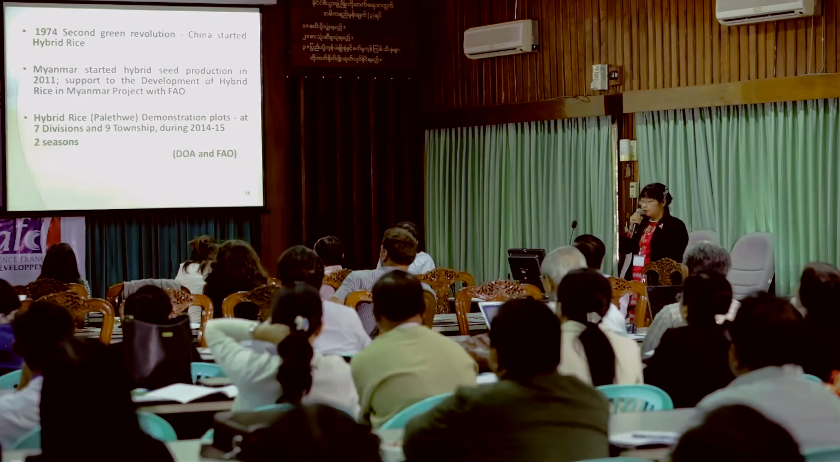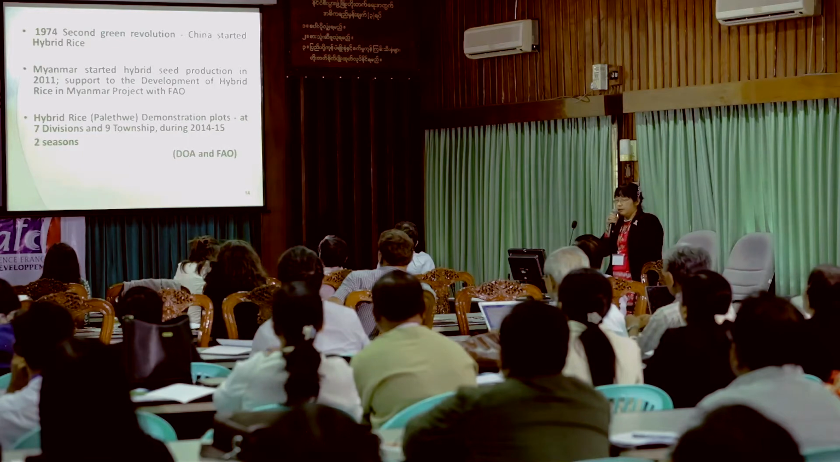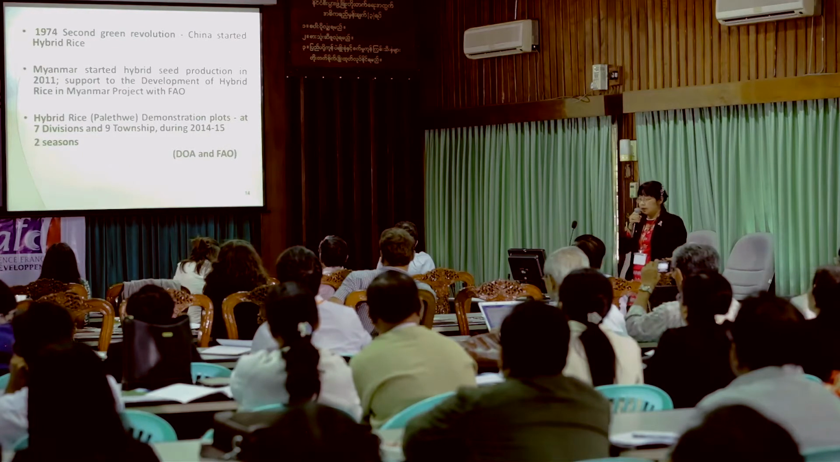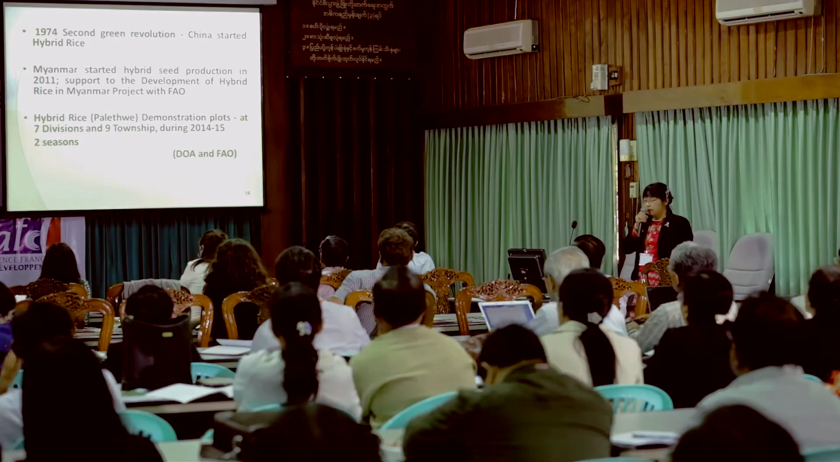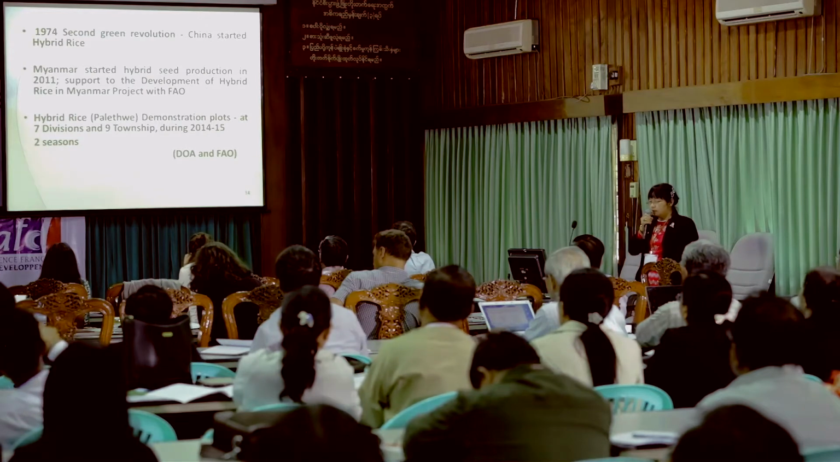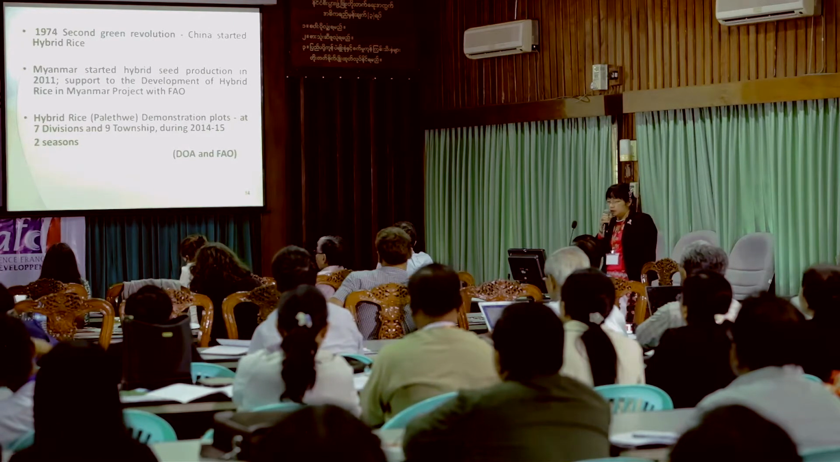In 1974, in the second revolution, China started to produce hybrid rice. In Myanmar, hybrid rice seed production also started in 2011, supported by the Development of Hybrid Rice in Myanmar project with the FAO. Hybrid rice demonstration plots were set up in 7 divisions and 9 townships during 2014 and 2015, two seasons.